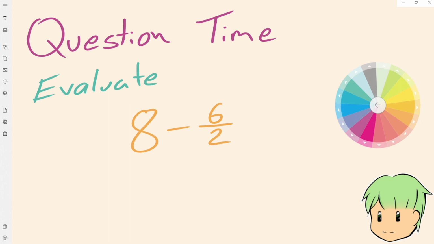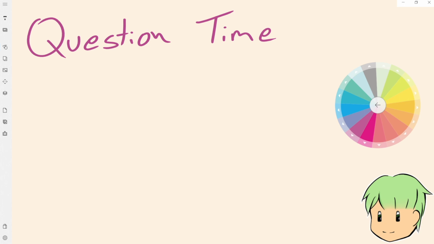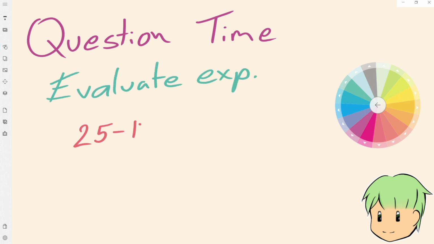Division comes first in the order of operations. 6 divided by 2 is 3, so we do 8 minus 3 to get 5 as the answer. Let's practice something with brackets now. Evaluate the expression 25 minus 12 in brackets times 3 minus 4.